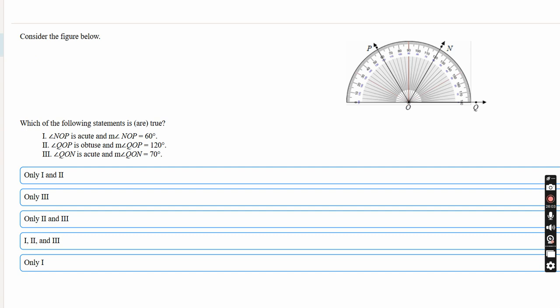So here, NOP is acute. So now let's zoom in into NOP. Where's NOP? It's giving 60 and 120. So 120 minus 60 is 60. So the first one is true.